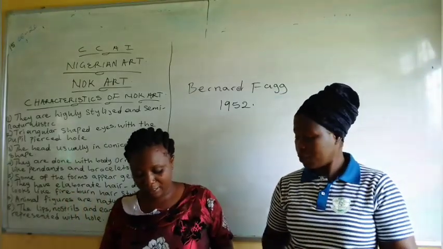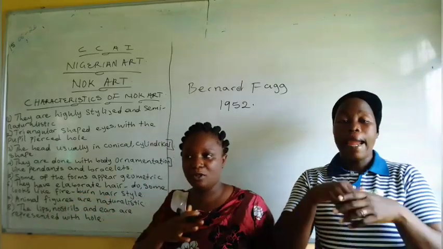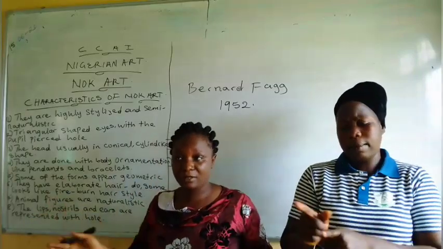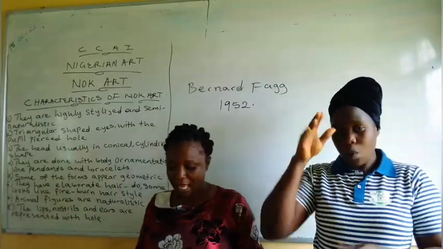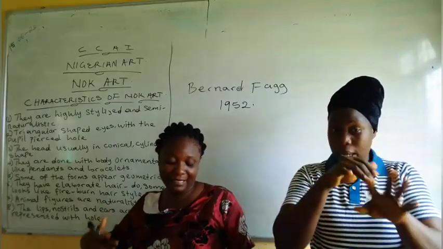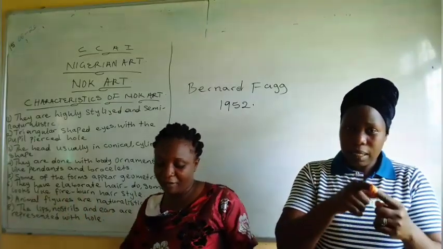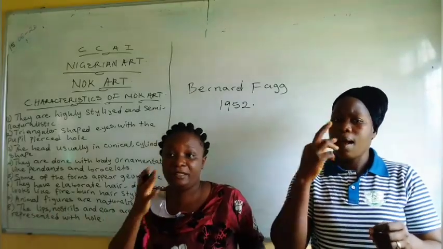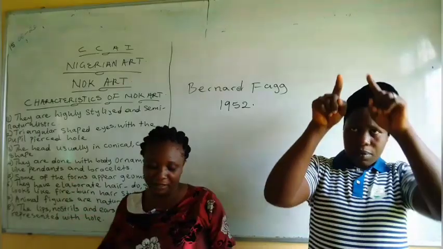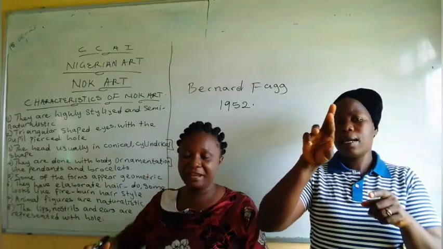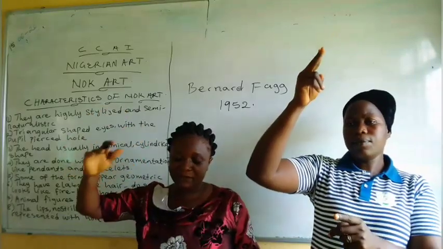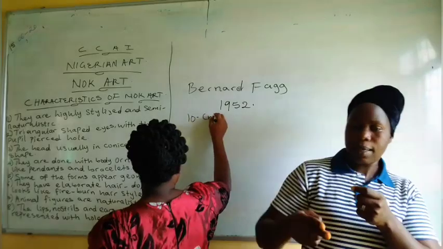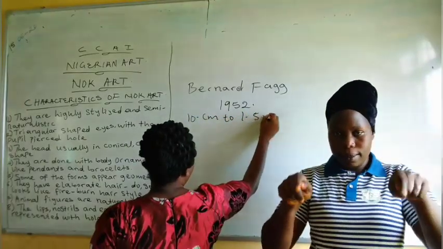Now, Knock artworks, they are in human figures. They have human figures, human head. Then they also have animal figures, such as pythons, bush cows, and antelopes, and so on. The heads are usually cylindrical, that is in cylindrical form. When we get to characteristics, I will talk about that more. The height ranges from 10 centimeter to 1.5 meter.